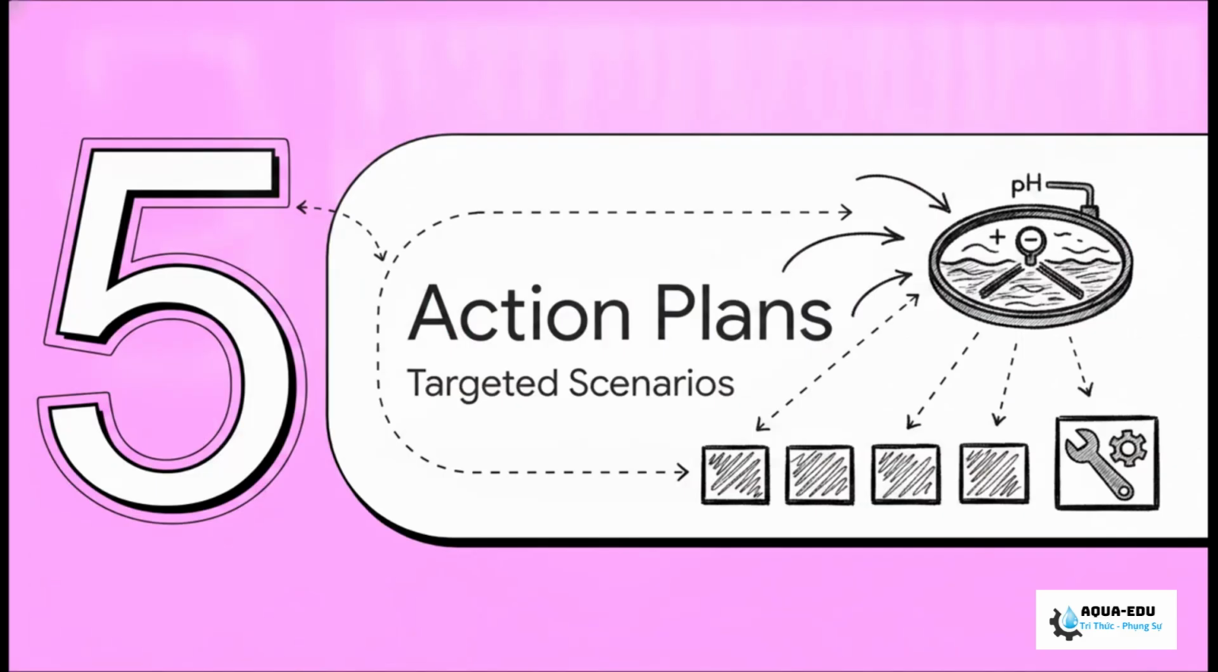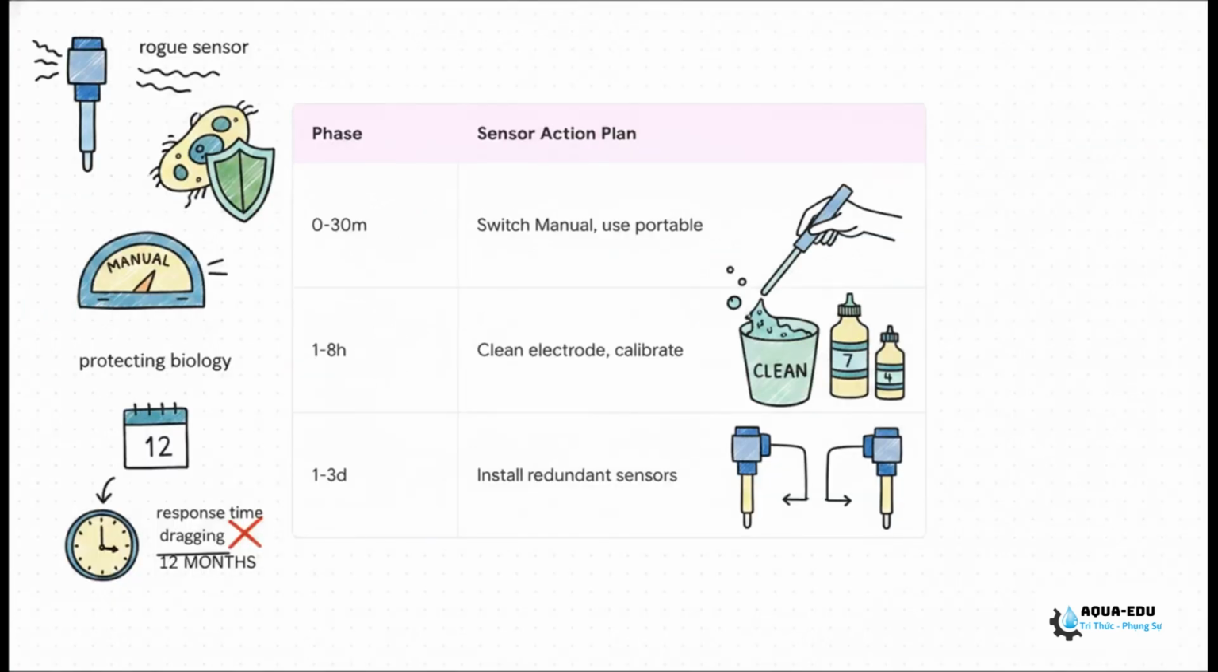Section 5. Targeted Scenario Action Plans. We found the problem, now let's fix it. Let's start with Action Plan A, dealing with a rogue sensor.